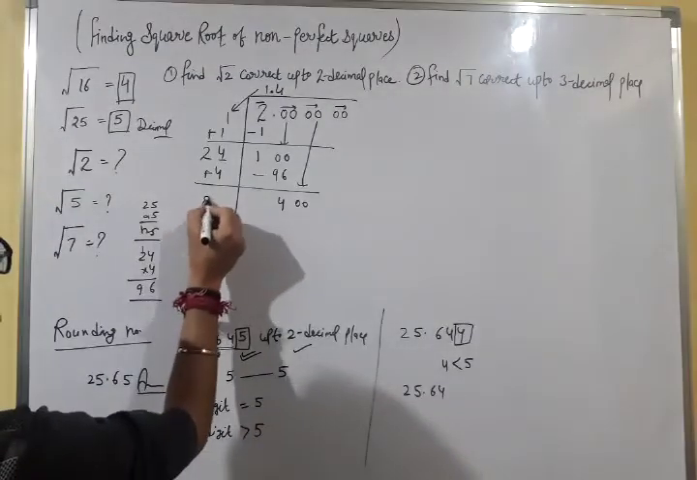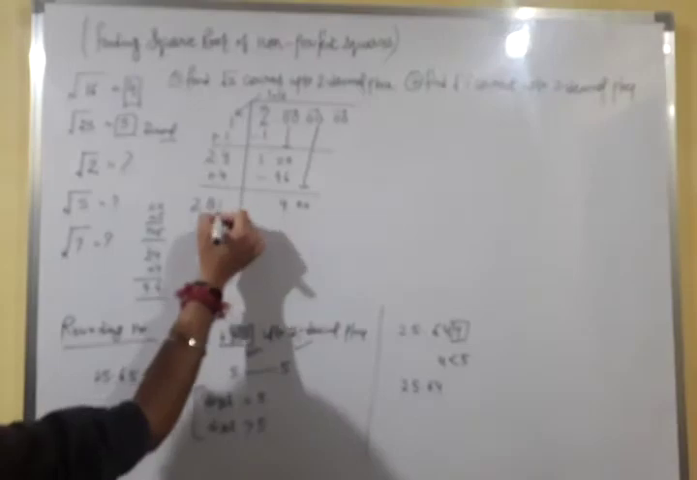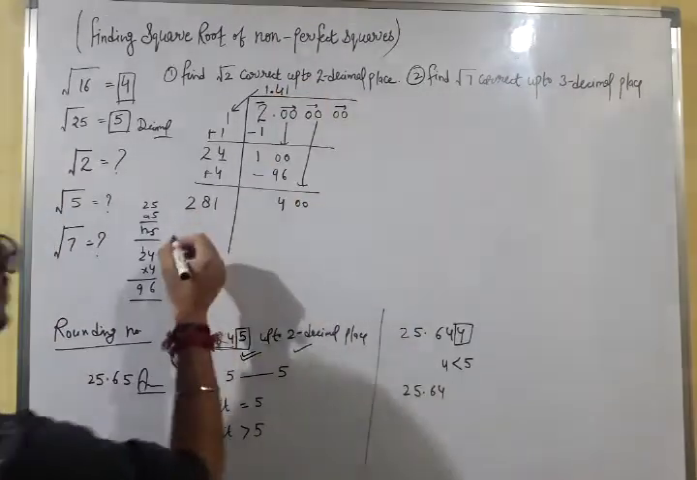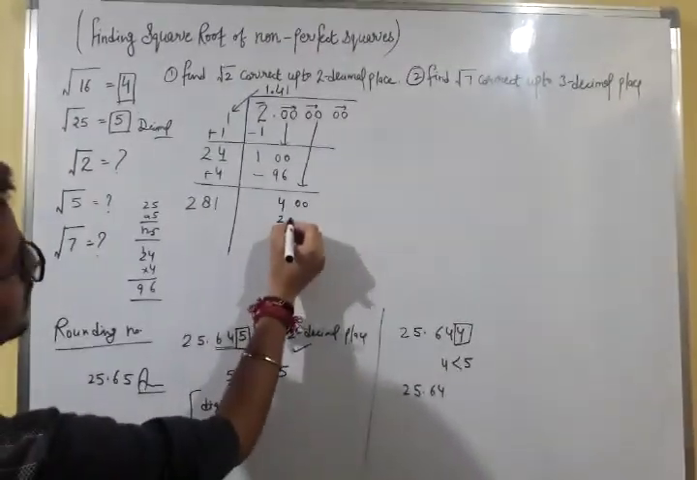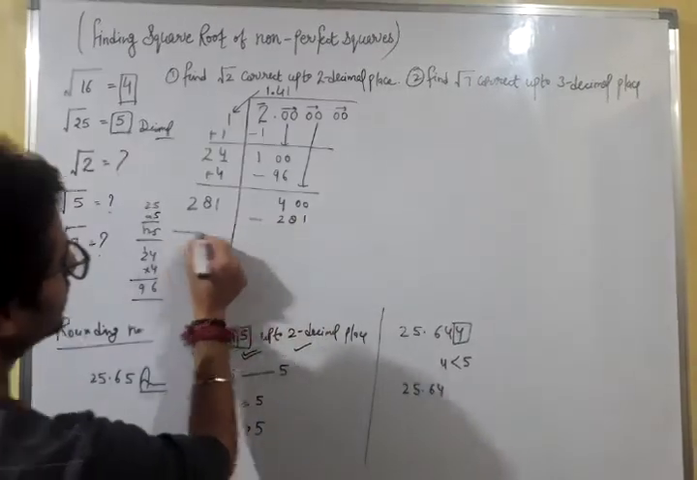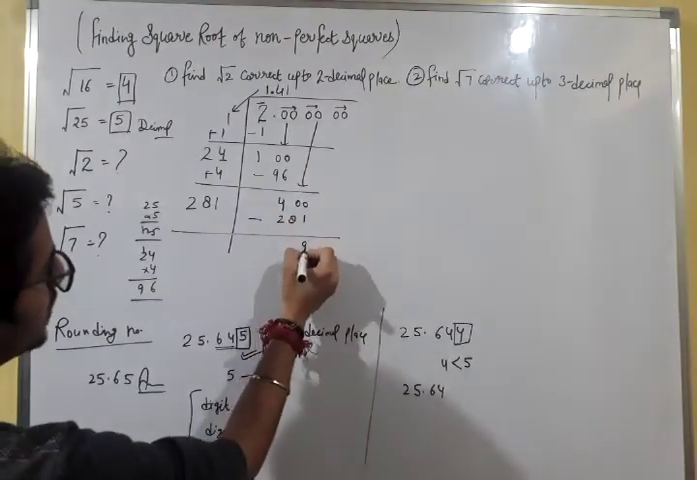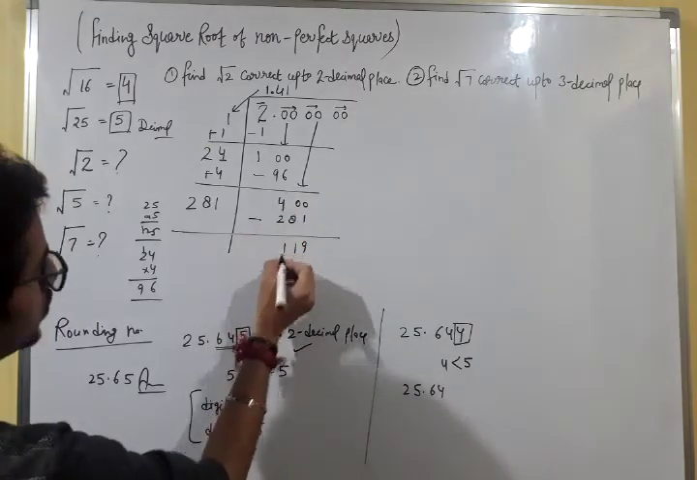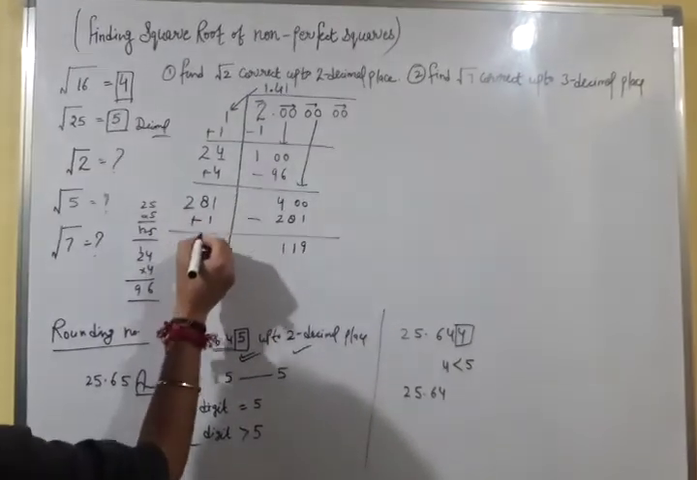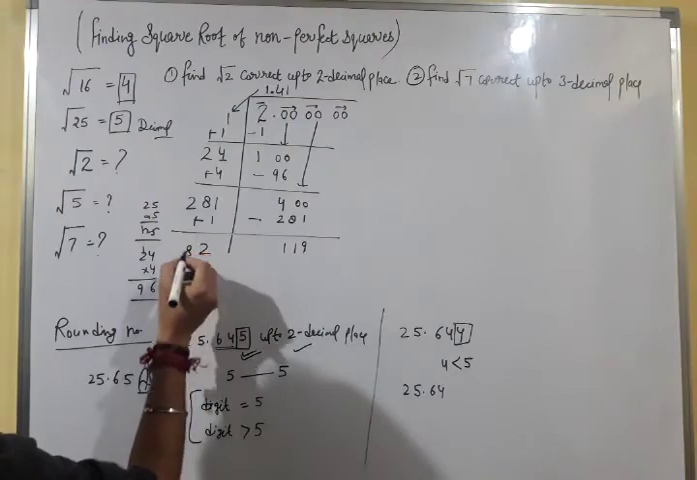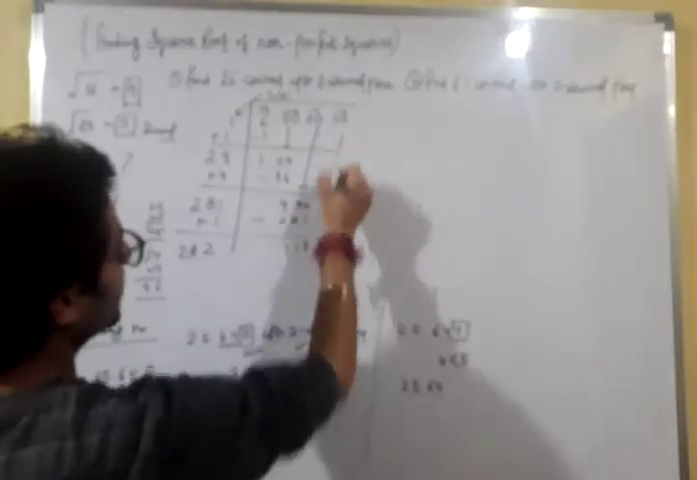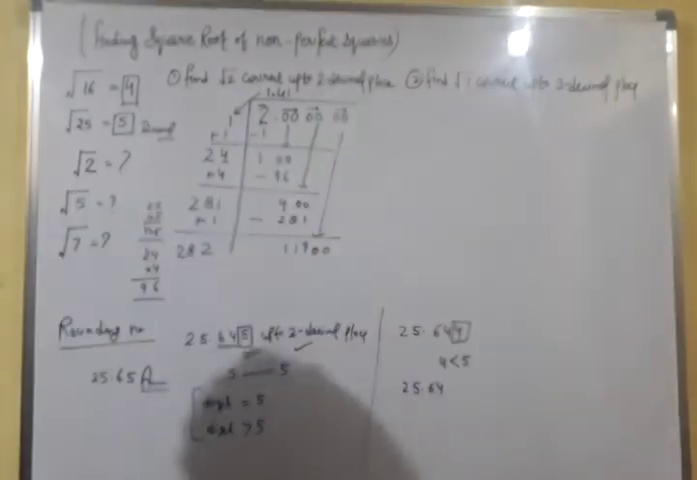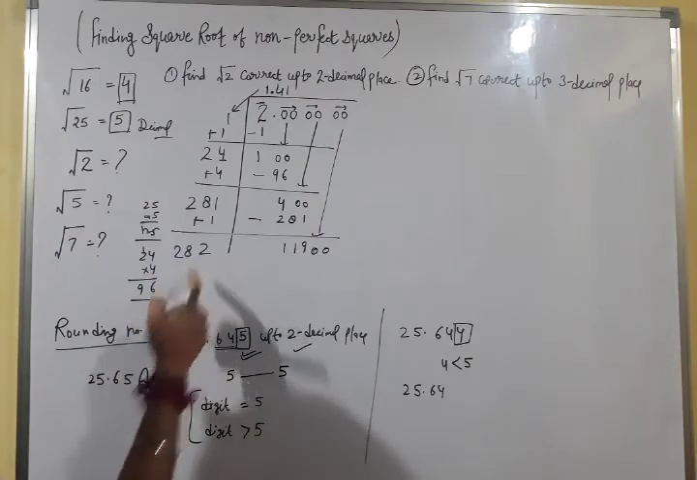4 and 4, 8 and 2. Now if we write here 1, so we will multiply it by 1. 281 into 1 is equal to 281. Now we will subtract. 10 minus 1, 9, 9 minus 8, 1, 3 minus 2, 1, and we will add 1. 1 plus 1, 2, 8 and 2. Now we will carry 2 zeros here. Now we have 282.